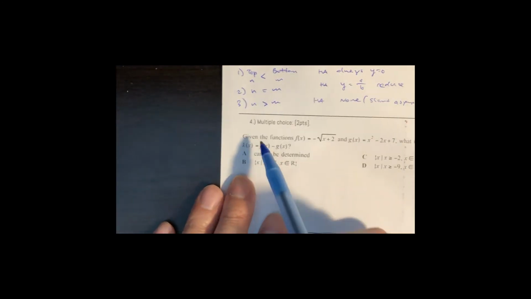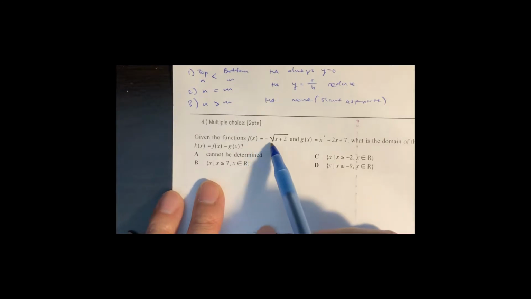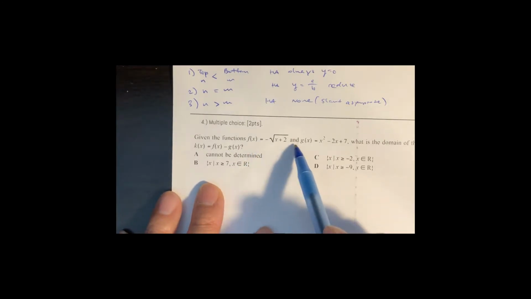Question number 4. Given the functions f of x equals negative square root of x plus 2 and g of x equals x squared minus 2x plus 7, what is the domain of the combined function? And if you take a combined function of k of x equals f of x minus g of x. So here's my work here.